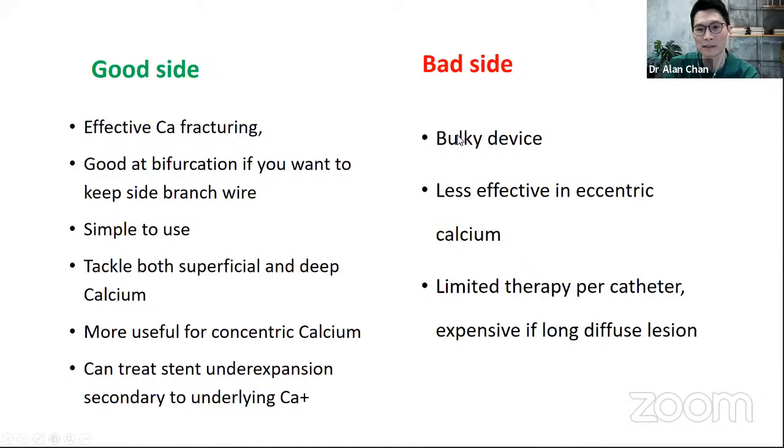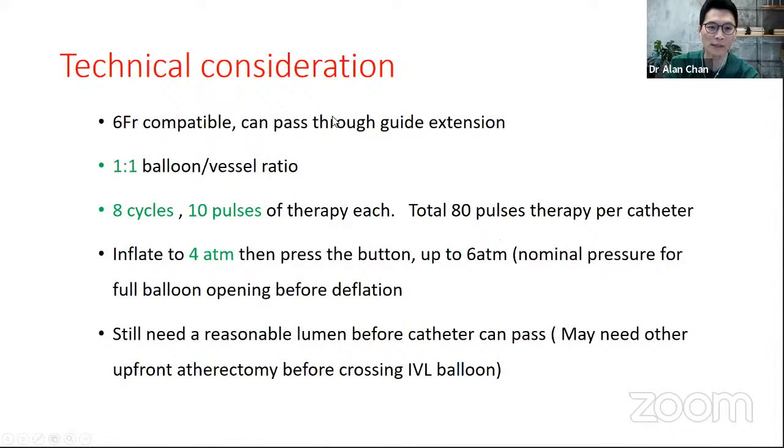However, the bad side is that it's a bulky device. It's not effective in eccentric calcifications, and there is only limited therapy per catheter, especially in long diffuse lesions. So the technical tips and tricks: it is compatible with 6 French. We need to size our balloon at a 1:1 balloon to vessel ratio. There are only 8 cycles per catheter, and in each cycle we give 10 pulses of therapy. So that totals 80 pulses.